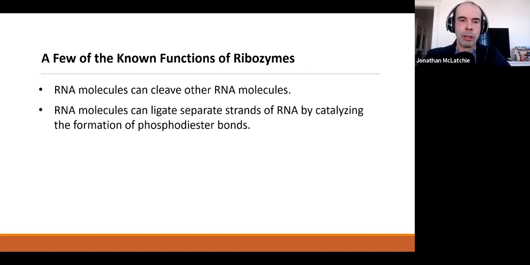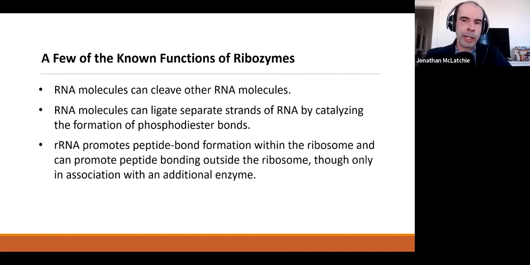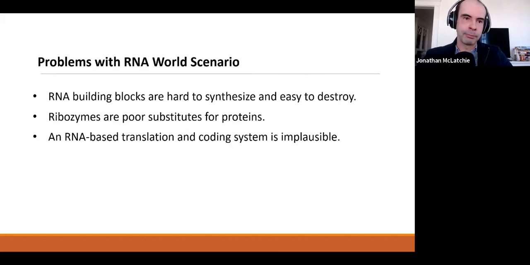RNA molecules can ligate separate strands of RNA by catalyzing the formation of phosphodiester bonds. And ribosomal RNA promotes peptide bond formation within the ribosome and can promote peptide bonding outside the ribosome, though only in association with an additional enzyme. And beyond that, RNA can perform only a few minor functional roles, and then usually as a result of scientists intentionally engineering the RNA catalysis in question. So it requires intentional engineering to allow it to perform the role that it does.